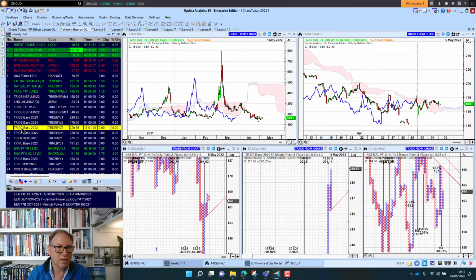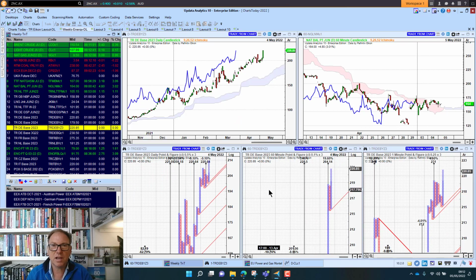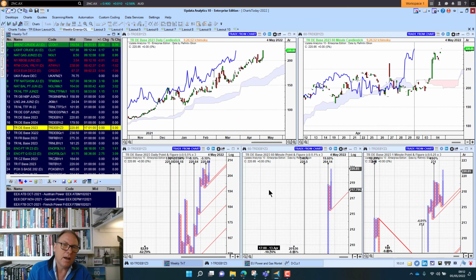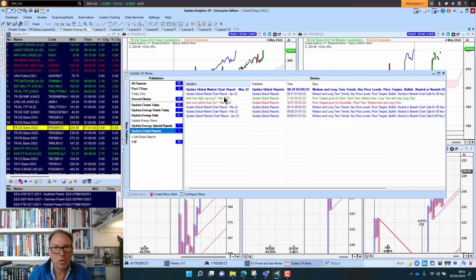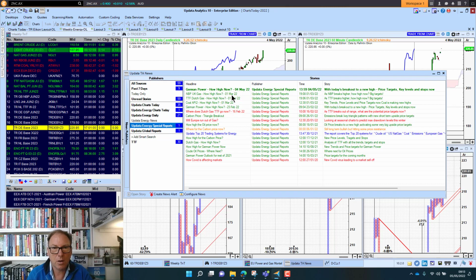German power, we made the 220 level. This was a target we gave to clients in our report on the 23rd of January. You can go and look up that report, of course, in the special energy reports here, and we've got this how high in energy special reports, how high will German power go. We did put out a new report yesterday.